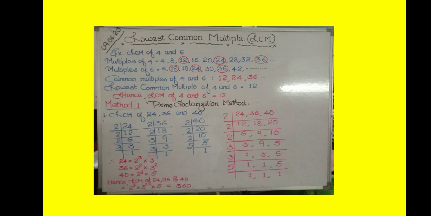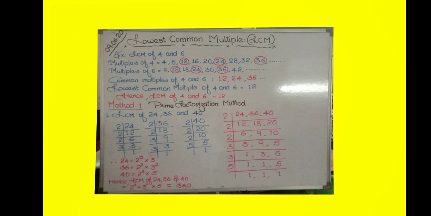So here, if we do the division method, the first least prime number will be 2, then we get 12, 18, 20. Then again by 2 we get 6, 9, 10, then again by 2, then 3, 9, 5, and like that we proceed till we get 1 as the remainder. Then if you multiply 2 into 2 into 2 into 3 into 3 into 5, we get the same LCM, that is 360, by using the division method.